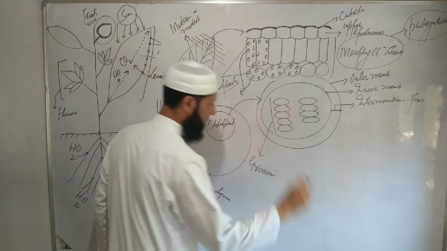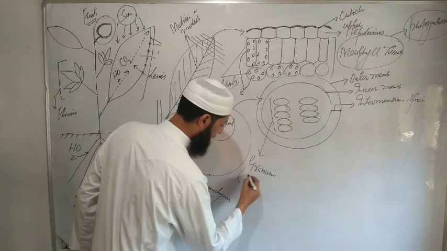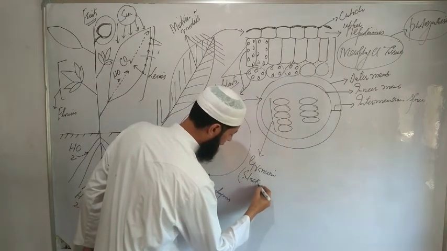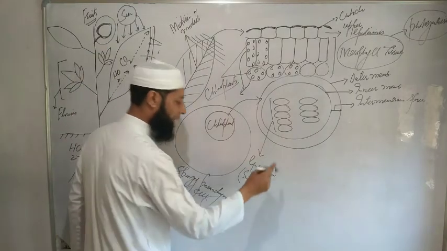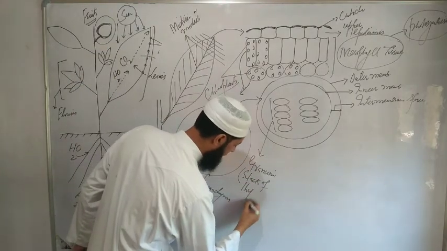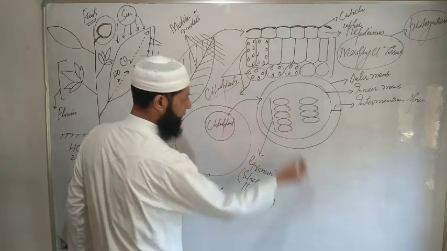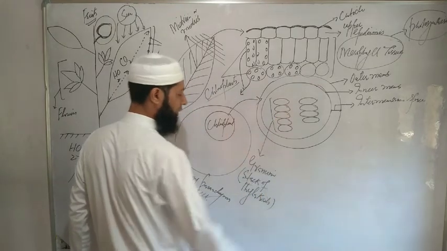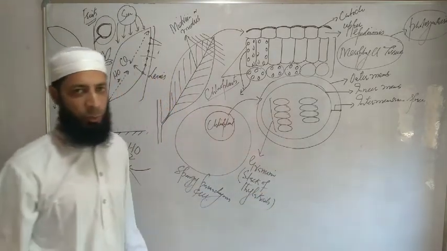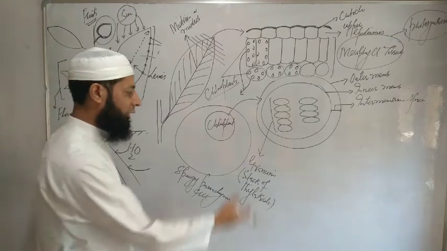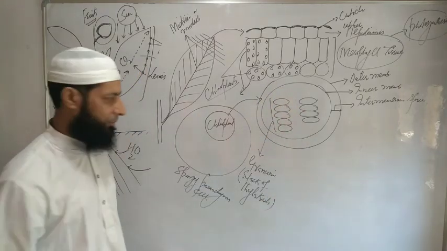Granum. And this granum is made up of a stack of piles of coins. It's called a stack of thylakoids. That means each structure of this is called a thylakoid, and the whole structure which is made up of a number of thylakoids is called granum, and there are a number of grana in the chloroplast.